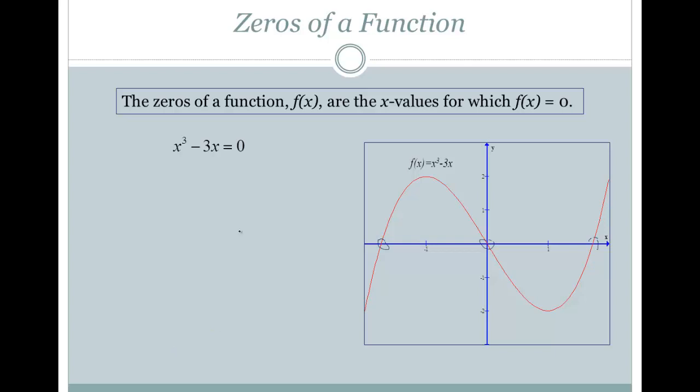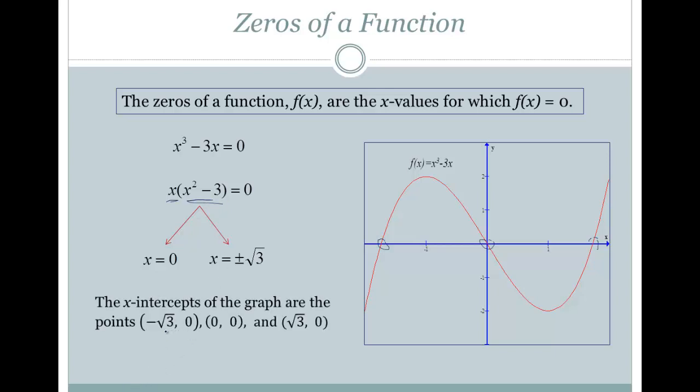If I want to solve that equation, what I'm going to first do is factor, like that. Again, I have two factors that are multiplied together to get 0, so that means either this is 0 or this term is 0. And so we get x is equal to 0, which is right there, our origin. And the other solutions are going to be plus or minus root 3. If I plug that in, I get 0 on this term. Basically that's telling me that my x-intercepts are (negative root 3, 0), (0, 0), and (root 3, 0).